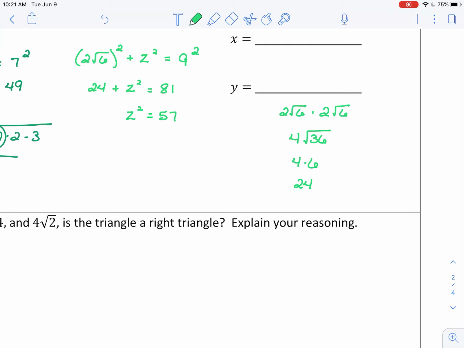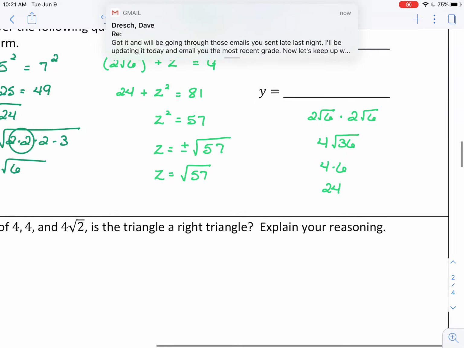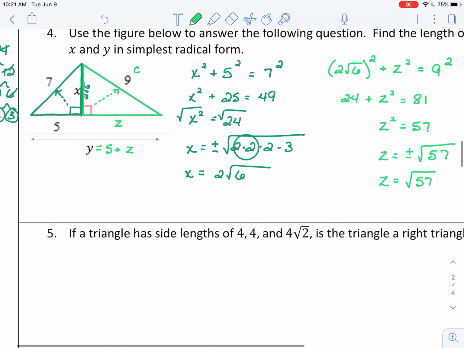I want to say that 57 can be divided by something weird, but maybe I'm wrong. 57 might be prime. I can't think of anything that divides into it. So technically, when I solve, I have plus or minus square root of 57. I'm just going to leave it as the positive solution of square root 57 because it's a length, no negatives.